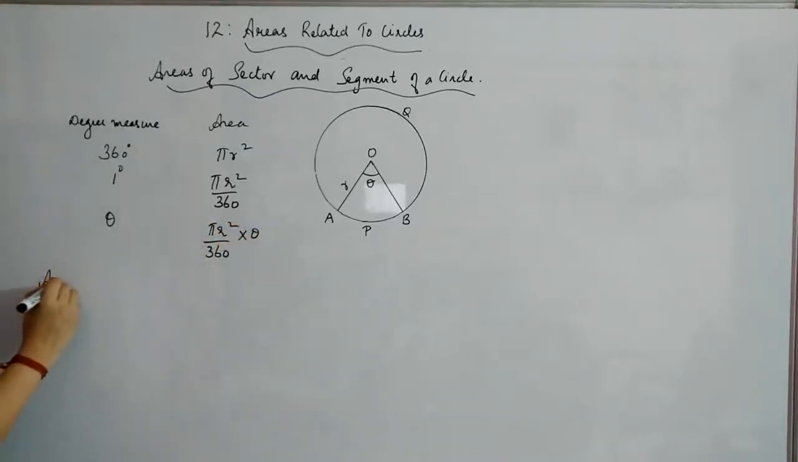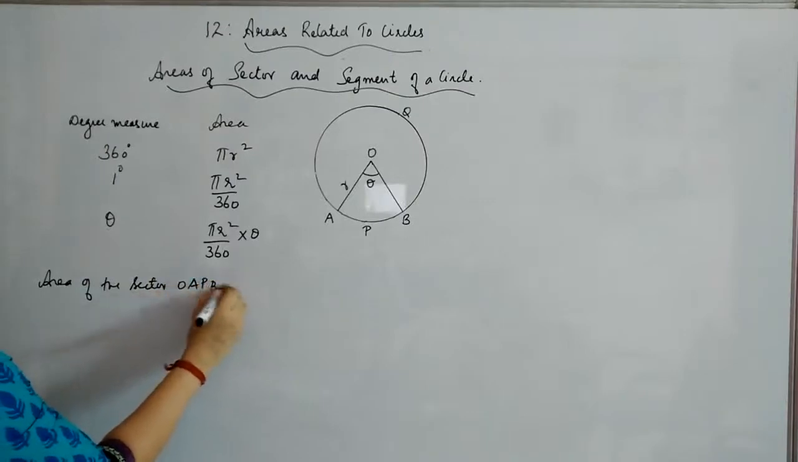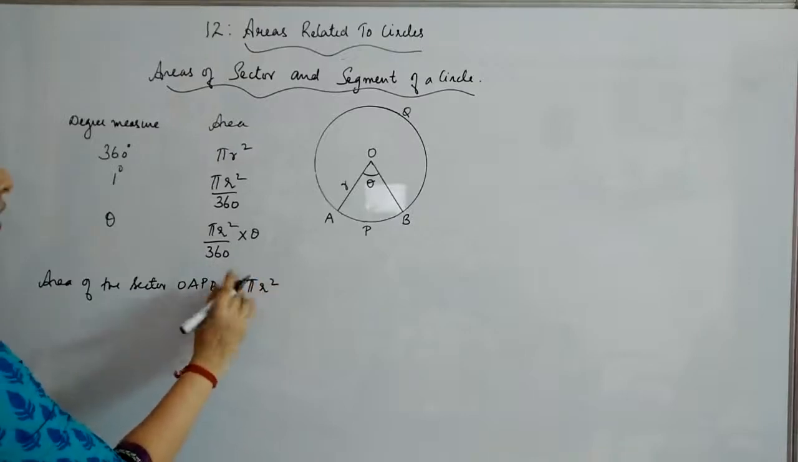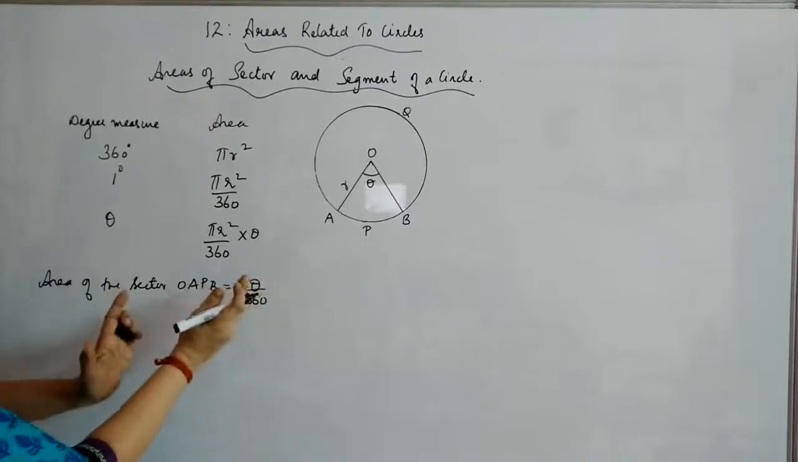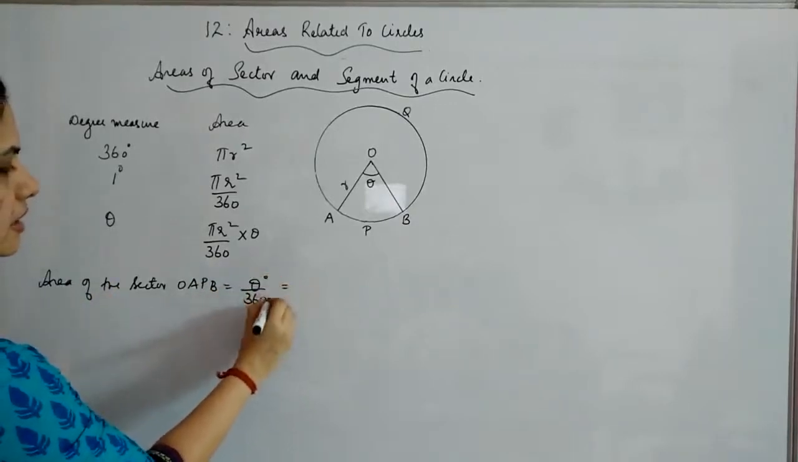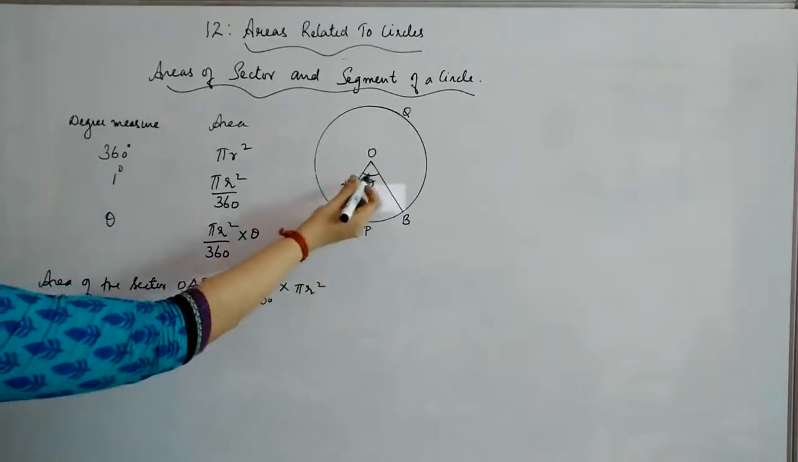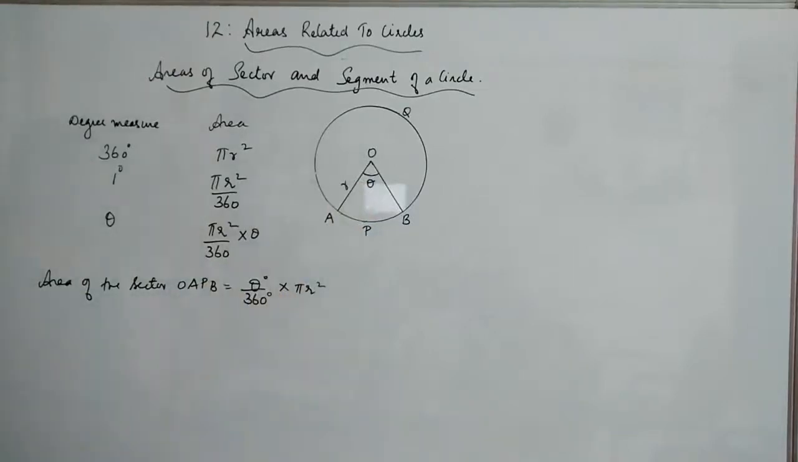That means area of the sector OAPB will be equal to pi r square by 360. Or you can study it like this, which is easy for you: theta by 360, so angles together. Theta by 360, everything in degrees, into pi r square. That means whatever angle is given here, divided by 360, into the area of the circle, that is pi r square. This will give you the area of the concerned sector. So this formula you have to study.